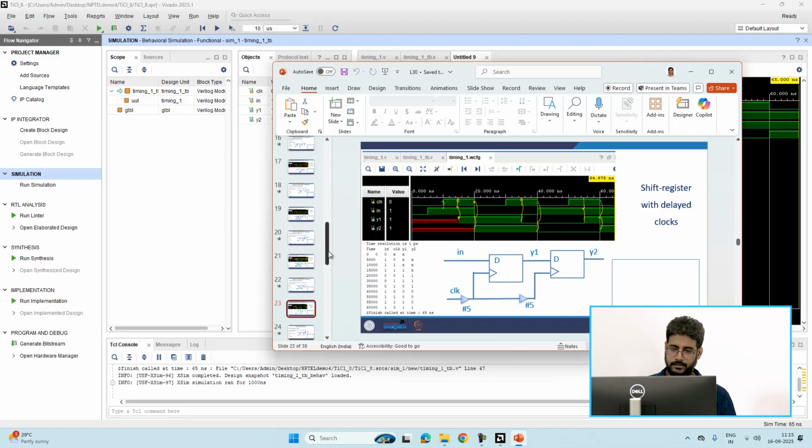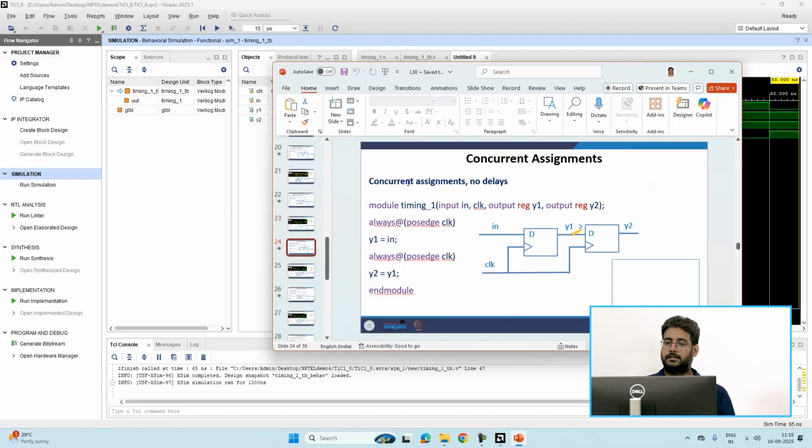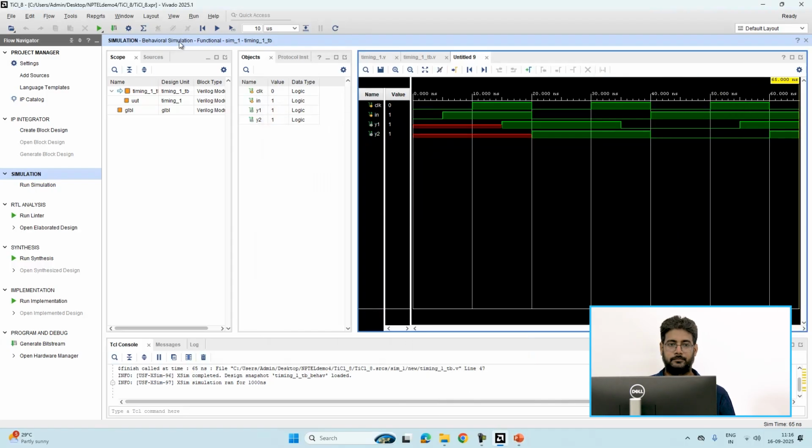Now we will move on to the next example. Next example is this. Concurrent assignments means always at the positive edge of clock, always at the positive edge of clock. So there are two always blocks. So we'll move on to this example. Here we have to think what the value of Y1 would be, because both blocks are being processed concurrently. What would be the value of Y1? Because this Y1 is to be assigned to Y2. We will check in the simulation. Concurrent assignment case.